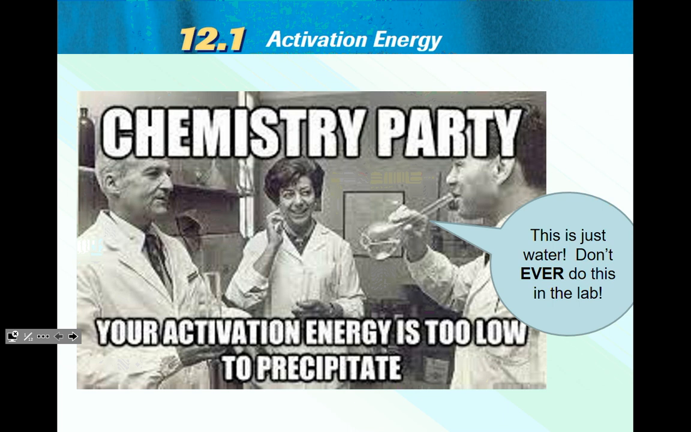There are 3 installments for chapter 12, which is talking all about energy. The first one is talking about activation energy. So activation energy is pretty cool. It's pretty easy, and it's very easy to see it in a potential energy diagram. And let's get started.